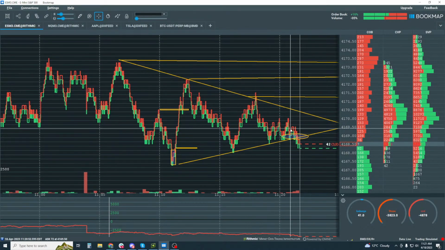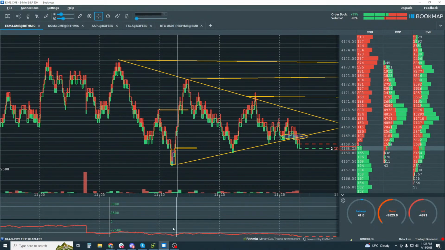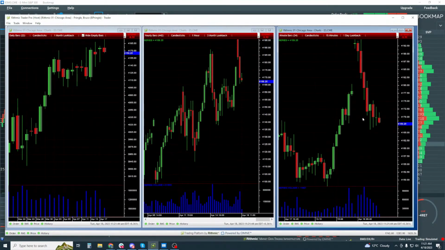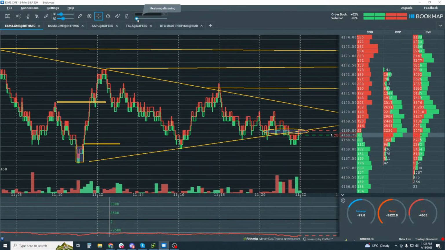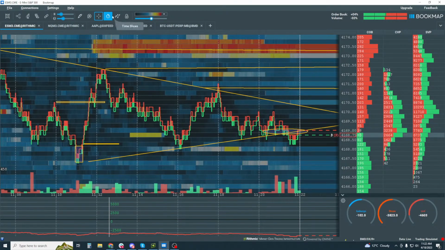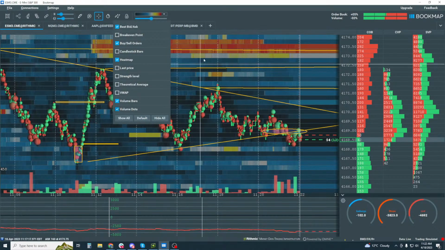By just looking at the market structure here, we're looking for a reversal around our higher time frame area up here. It's not looking good right now. Okay, so we have a potential move back down to here, maybe on the higher time frame, 58. Okay, so let's take a look here. All right, let's now turn on our heat map and our volume dots.